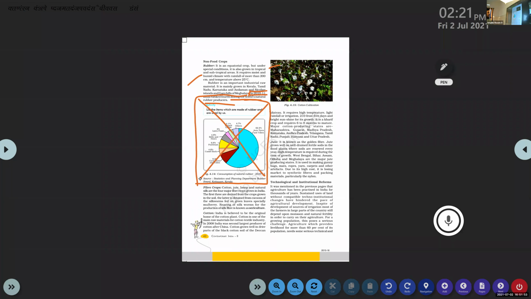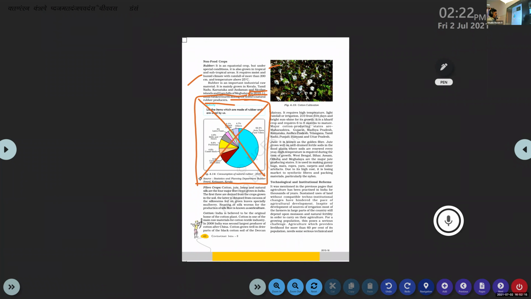Here, fiber crops: cotton, jute, hemp, and natural silk. Synthetic material is also available. Natural silk and the others are the four major fiber crops grown in India, underline. The first three are derived from the crops that are grown in the soil. Plants, basically.